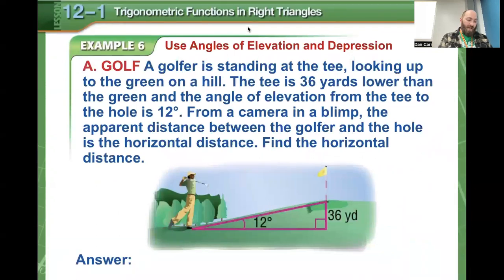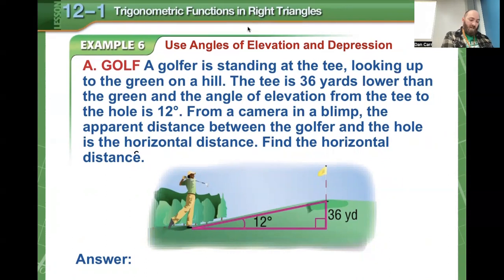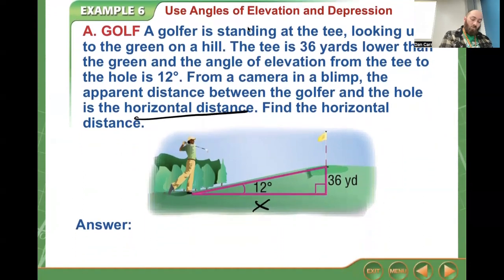Now, sometimes I can't do that. So for example, here, a golfer standing at the tee, looking up to the green on a hill. The tee is 36 yards lower than the green, and the angle of elevation from the tee to the hole is 12 degrees. From a camera in a blimp, the apparent distance between the golfer and the hole is the horizontal distance. So again, that is that distance right there. Find that horizontal distance. So just like always, label everything here. We got hypotenuse. This is going to be opposite, and then this will be adjacent.